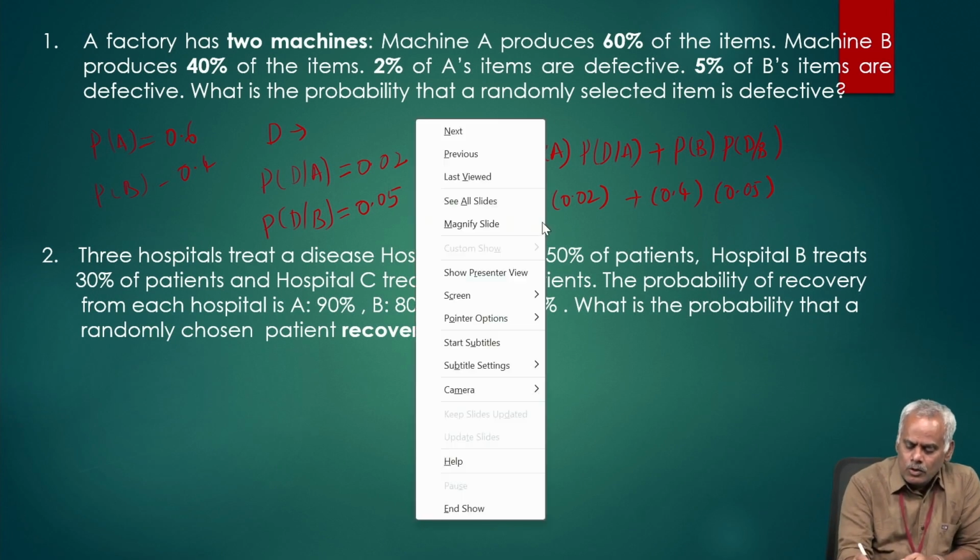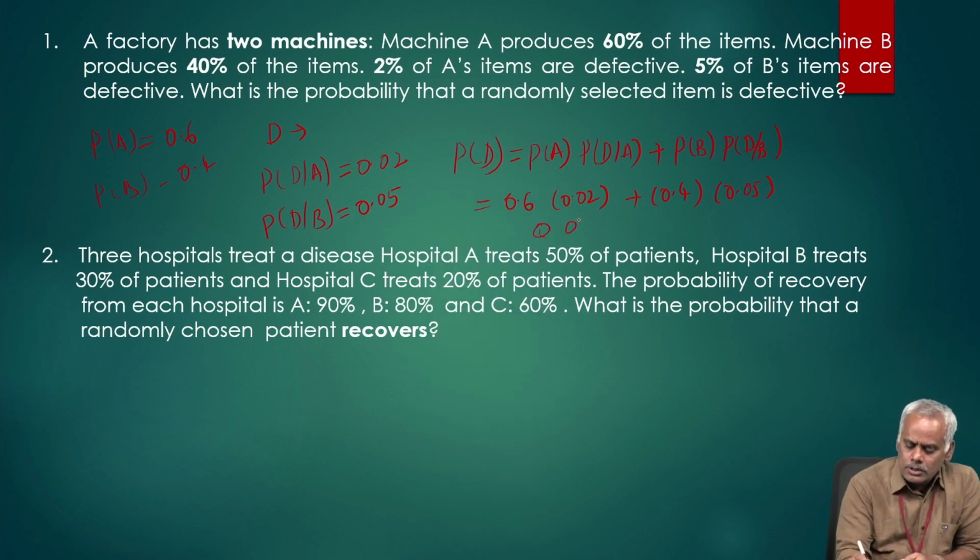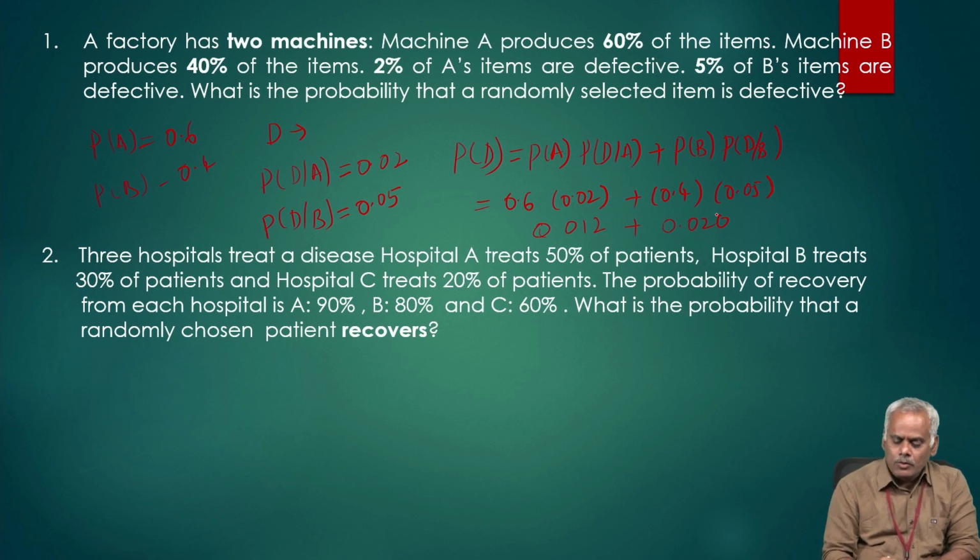So it is 0.012 plus 0.020. So it is 0.032. Clear? Now one more example.